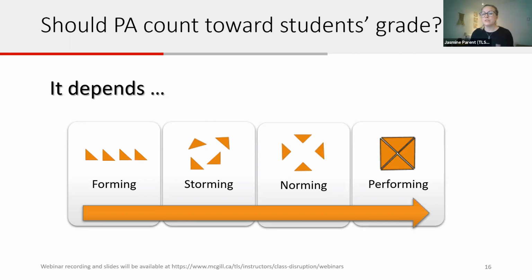You may also consider the timing of the peer assessment. Peer assessment can take place during two phases of a teamwork assignment. It can take place early or midway through an assignment, so as you can see here, during the storming and norming phase. In this case, it typically aims to let students know how they're doing and gives them a chance to learn and improve. In this case, peer assessment does not need to be graded.